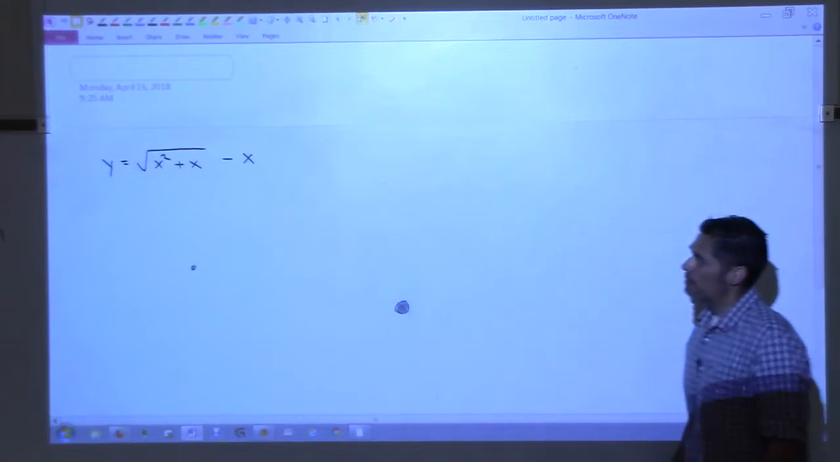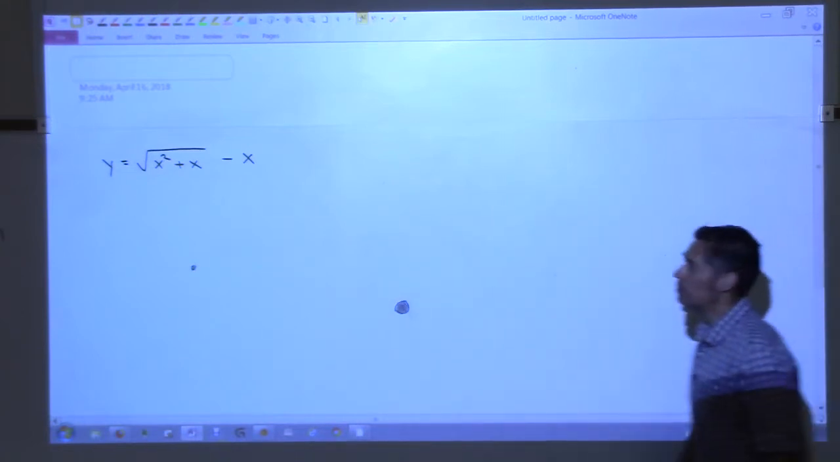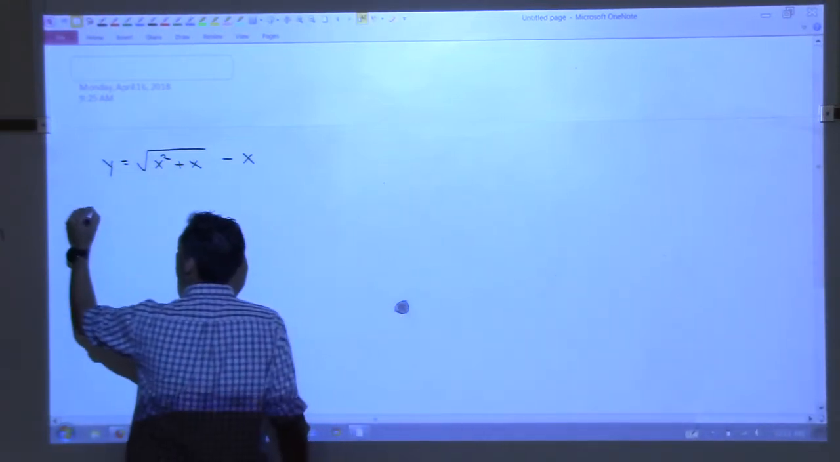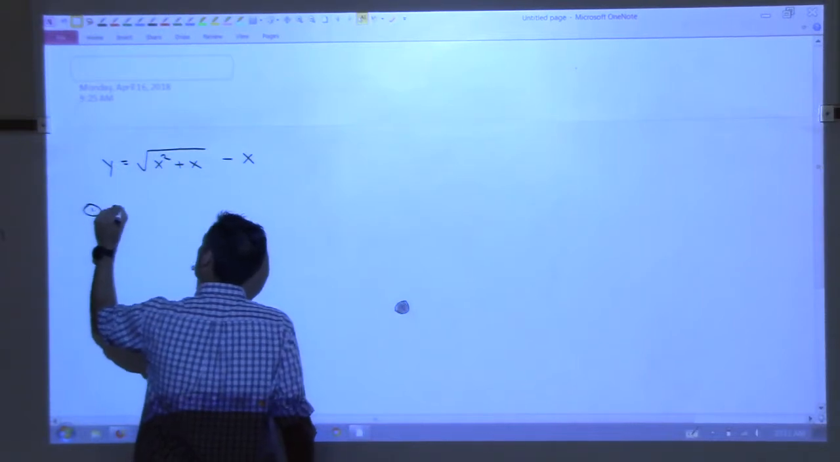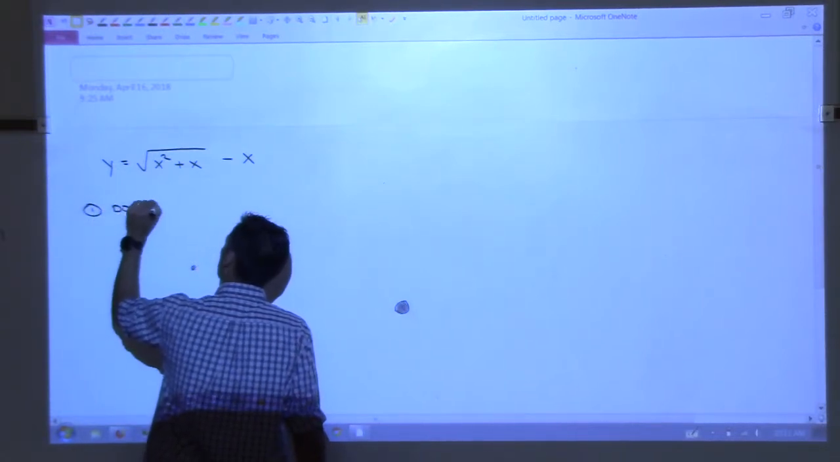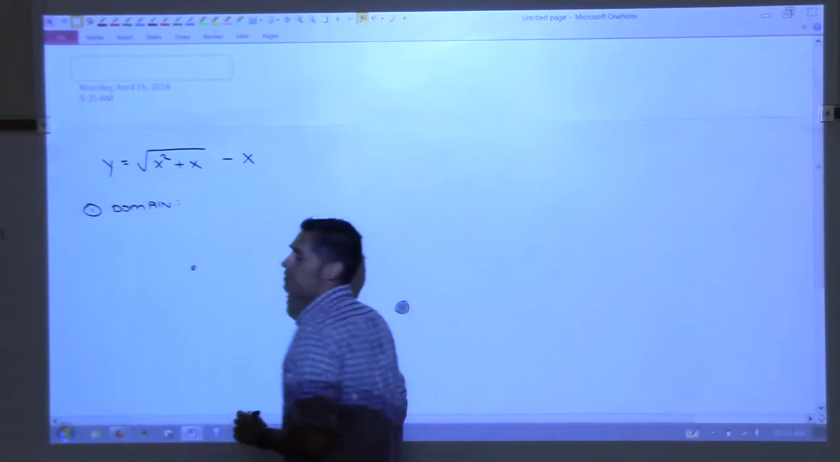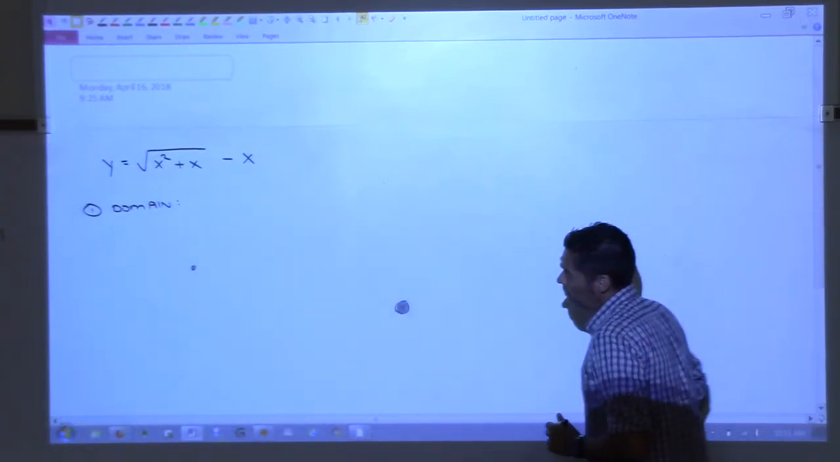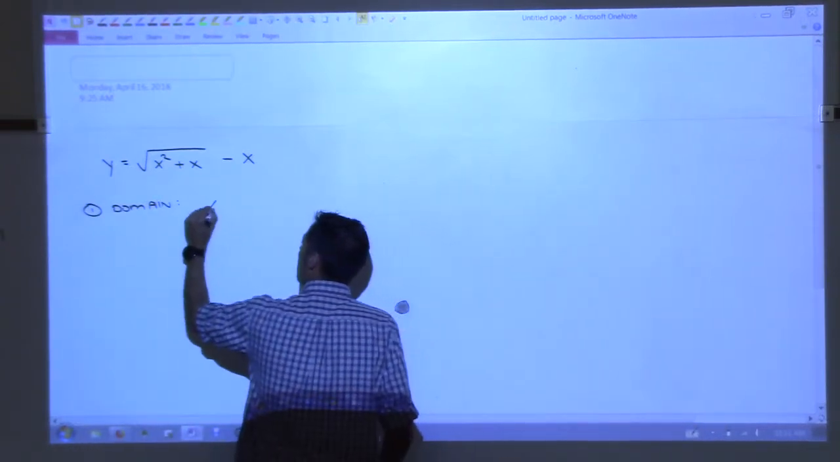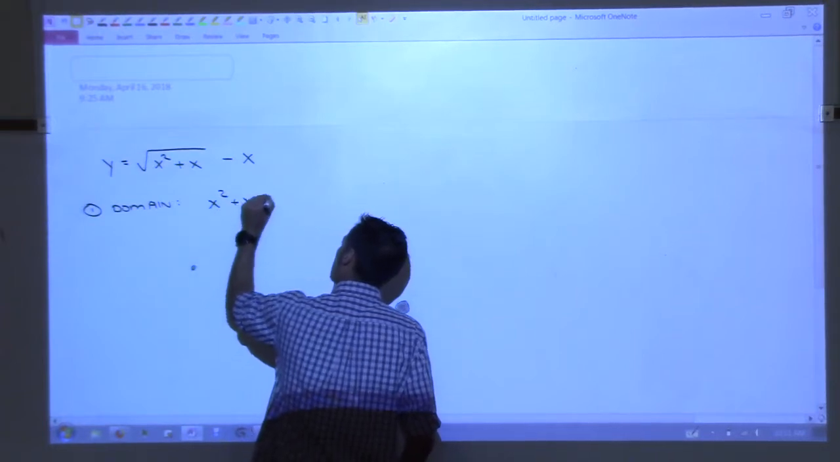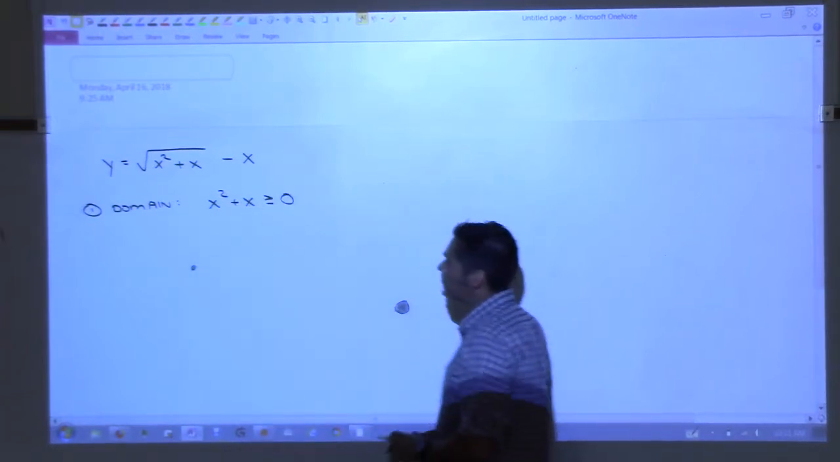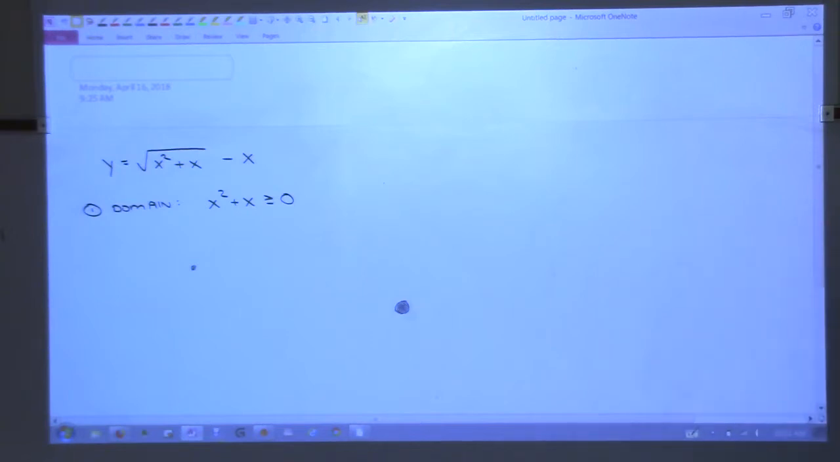All right, let's go. First part, domain. Domain is not clear. It's not obvious. Because we can't take roots of negative numbers, right? So what we need to make sure is that x squared plus x is always greater than or equal to 0. And that is called a quadratic inequality.